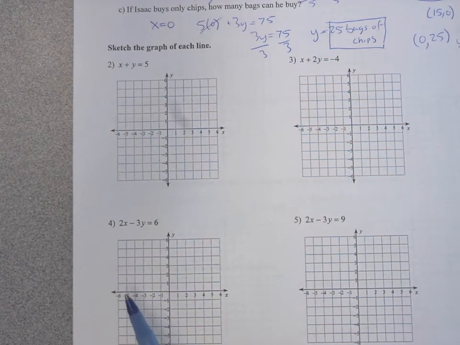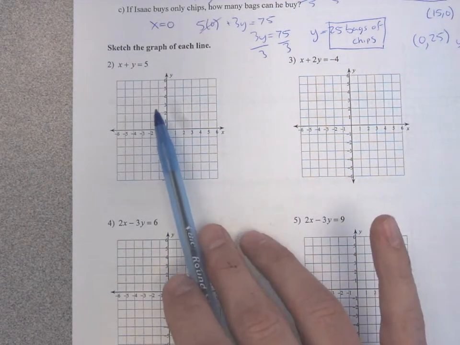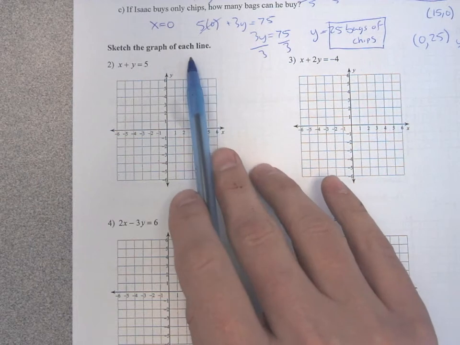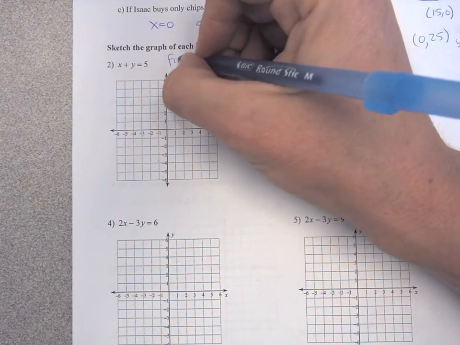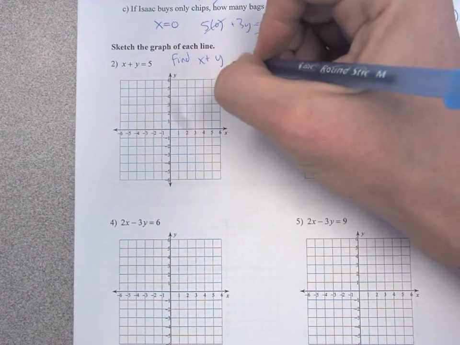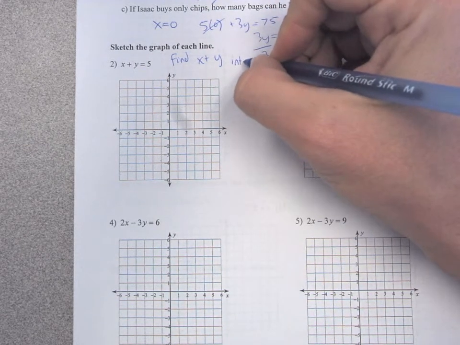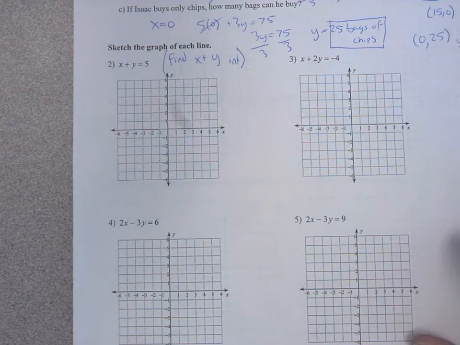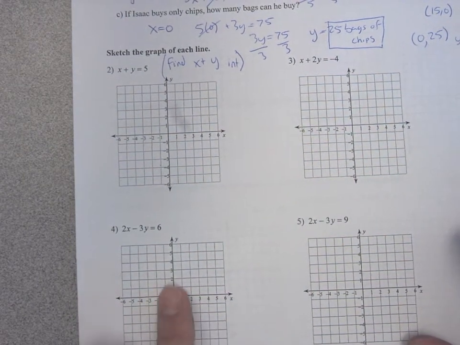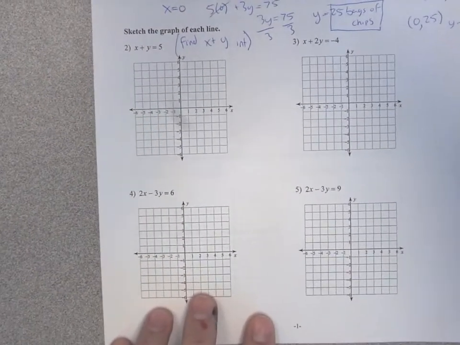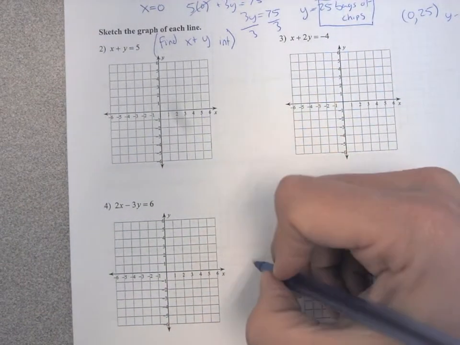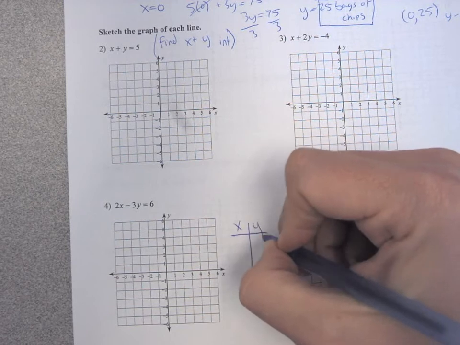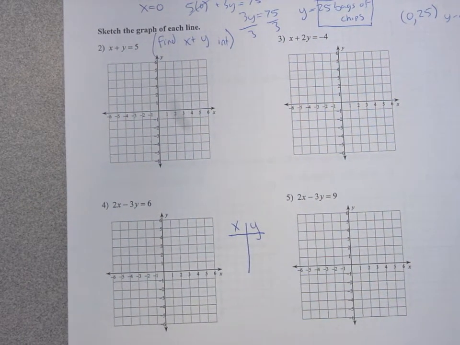I'm going to start with number 4 because I think this one's a little bit harder than number 2. But the idea here is if we want to sketch the graph of each line, what we're going to do is find x and y intercepts. Okay, this is going to be the method that we're going to use to graph, finding the x and y intercepts. So if we look at number 4 as an example, what I'll do here is make a table, a little tiny table, with an x here and a y here. And I want to find the x and y intercepts.